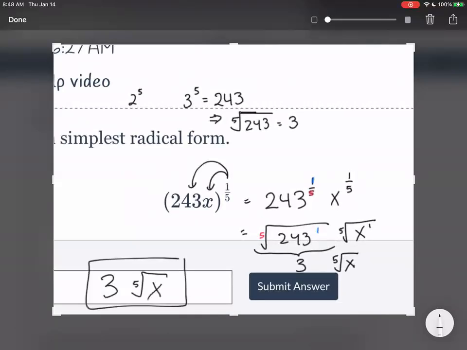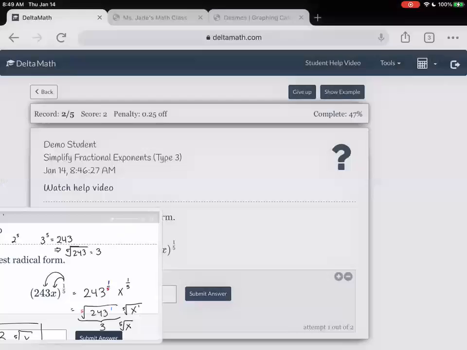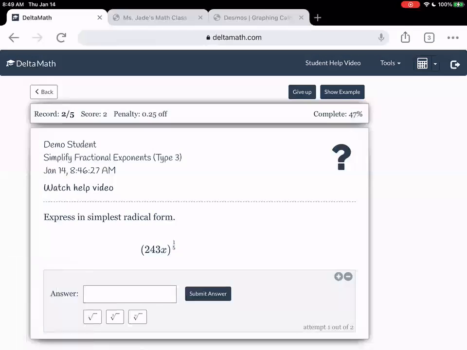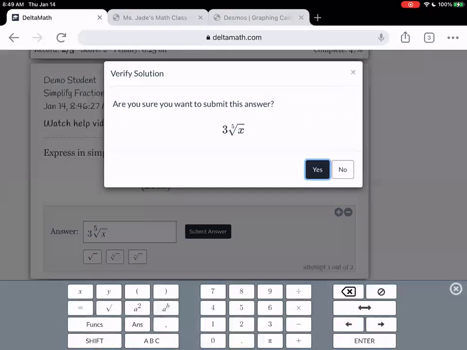I will pause the video here and see if you guys have any questions. Let's go ahead and enter this in. 3 times the 5th root of x.